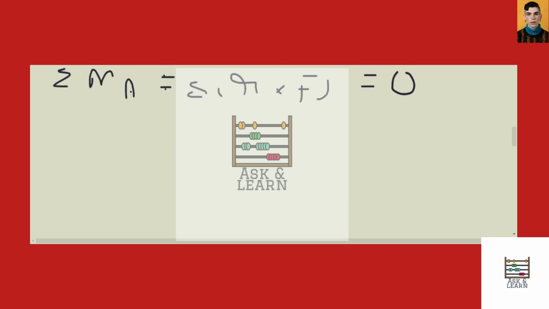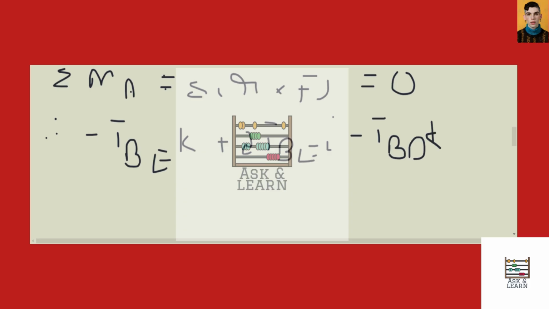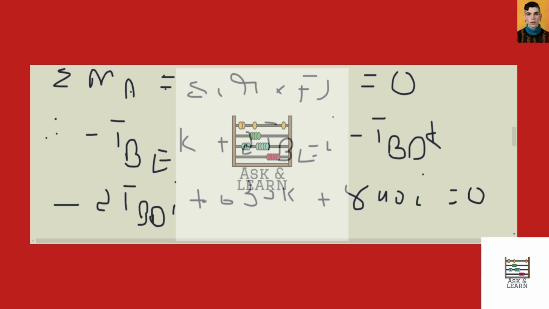And so the cross product of these two, which gives the final answer, is minus TBE K plus 2TBE I minus TBD K minus 2TBD I plus 630K plus 840I is equal to 0.